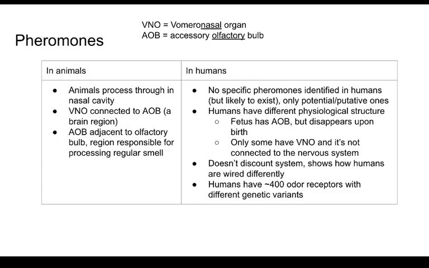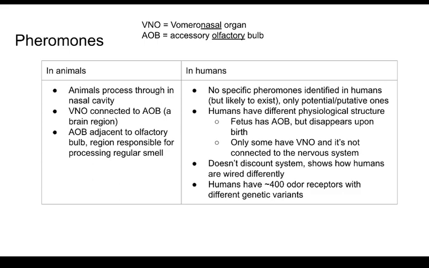So, basically, in animals, they process the vomeronasal organ. I'm sorry, I was trying to move the abbreviation up and I forgot to include it back. Yeah, so animals process the vomeronasal organ through.